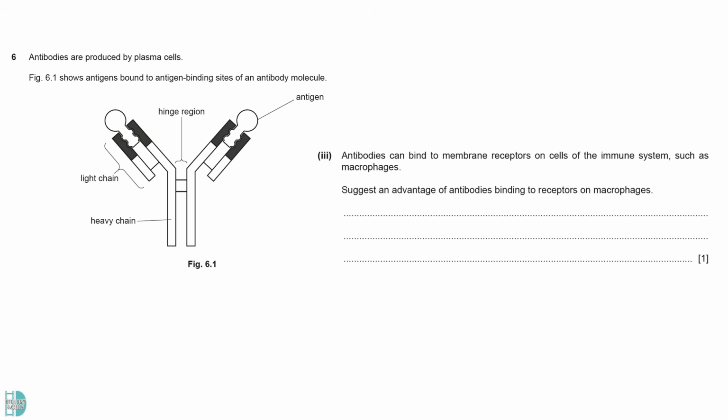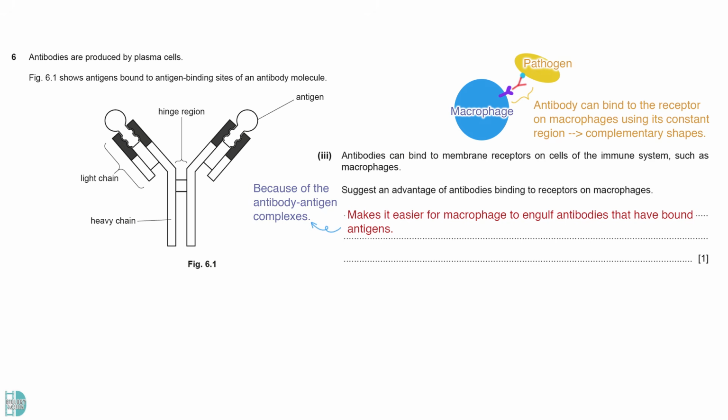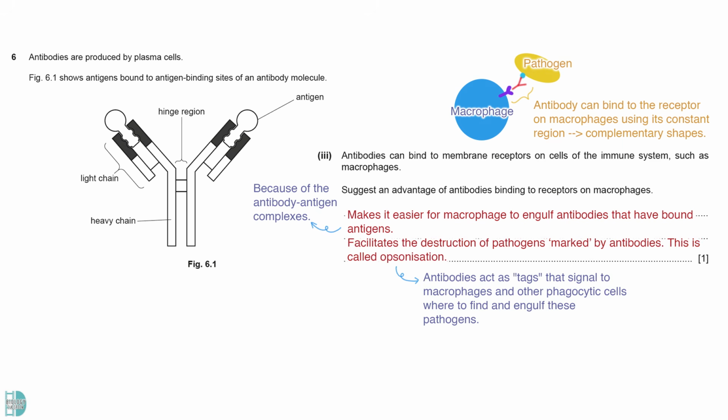3. Suggest an advantage of antibodies binding to receptors on macrophages. An antibody can bind to the receptor on macrophages using its constant region. They have complementary shapes. The binding makes it easy for macrophages to engulf the pathogen as they have the antibody-antigen complexes. Antibodies mark the pathogen and facilitate its destruction. In other words, antibodies act as tags that signal to macrophages and other phagocytic cells where to find and engulf these pathogens. This is called opsonization.